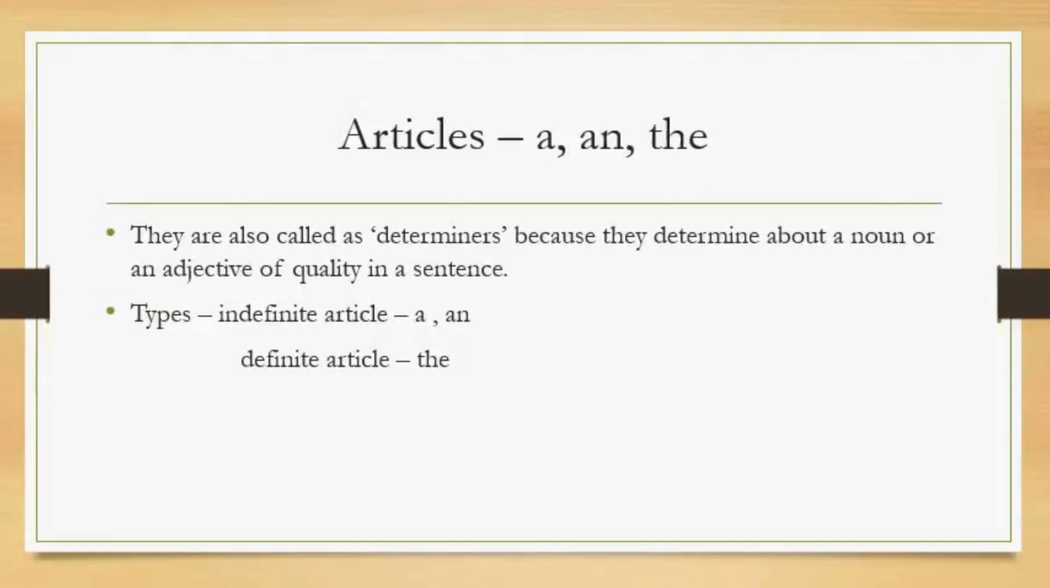When we are sure about whom we are talking about, what we are talking about, then we use definite article the. When we use it for the first time, we use a or an, and when we repeat it, we use definite article the. I hope this part is clear to you.